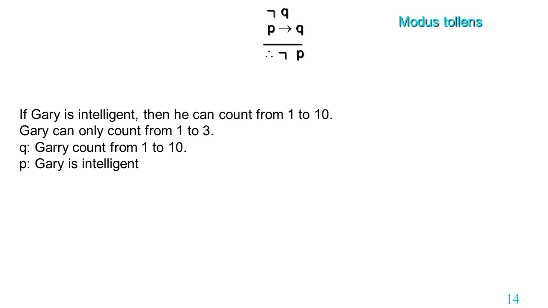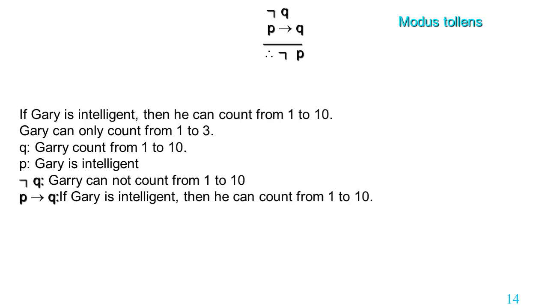P, Gary is intelligent. Then not Q is Gary cannot count from 1 to 10. P implies Q: if Gary is intelligent, then he can count from 1 to 10. But here it is written that Gary can only count from 1 to 3. So logically we can conclude that Gary is not an intelligent person. So using modus tollens we can prove this. Now not Q is true and P implies Q is true, hence not P is also true, that is, Gary is not intelligent.